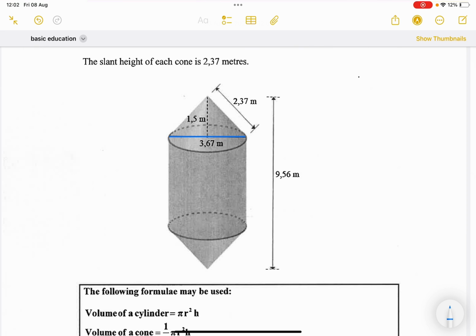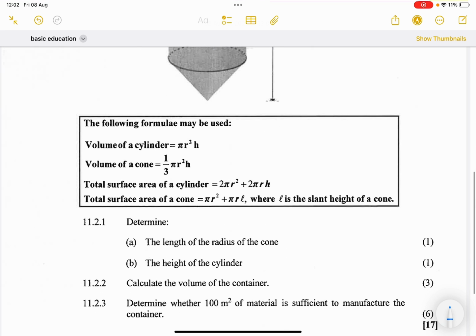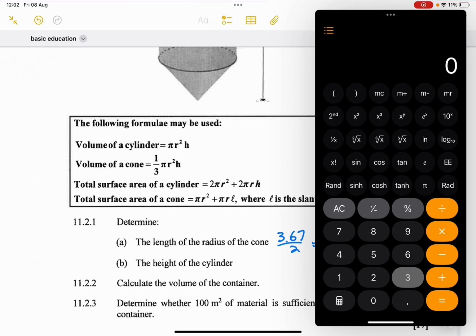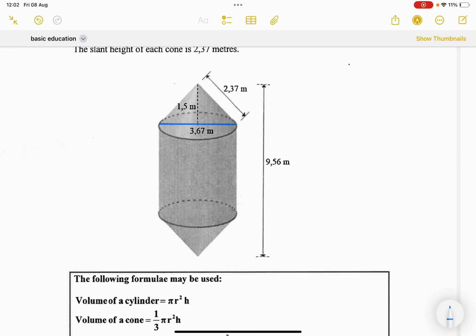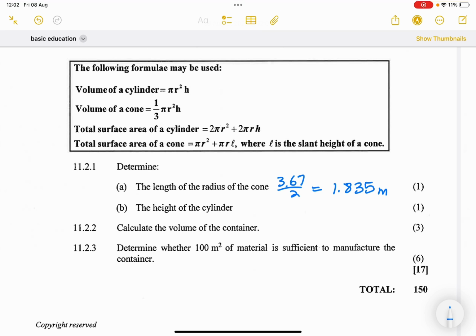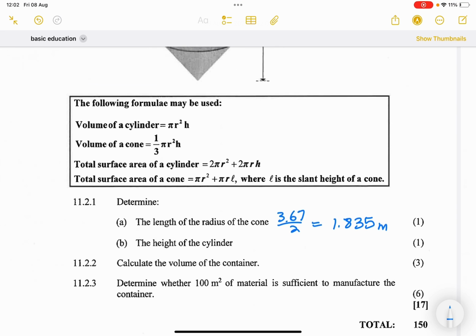Okay, remember that they had given us the diameter of it, 3.67. So for the radius, we're going to say 3.67 divided by 2. All right, let's calculate that. And so we get 1.835 meters, right? Okay. And then they say calculate the height of the cylinder.